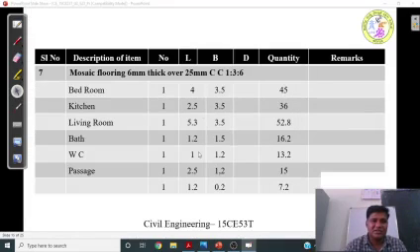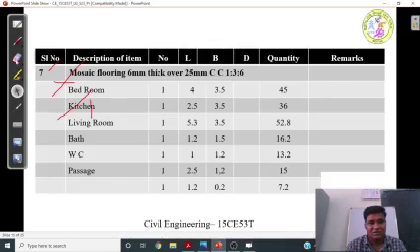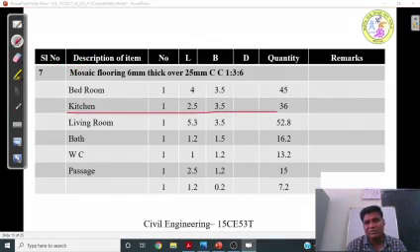Next, mosaic flooring. So mosaic flooring means all the floor area will be considered as floor area, that is this area up to here. Okay, up to here, this is called kitchen area. Kitchen size is 2.5 by 3.5. So here I am going to write 1 into 2.5 into 3.5. We are going to multiply the room dimension length into breadth. Okay. Then bedroom dimensions is 1 into 4 into 3.5.